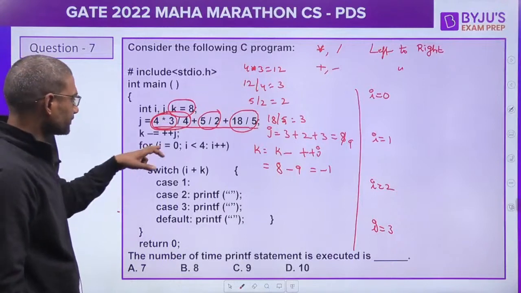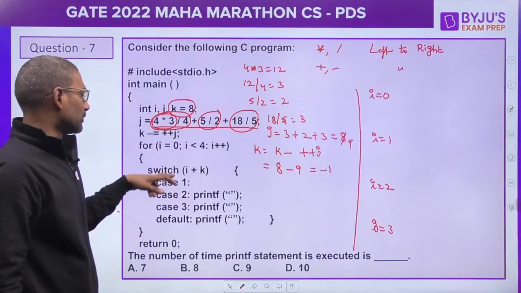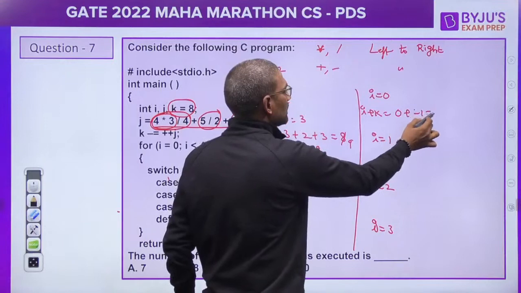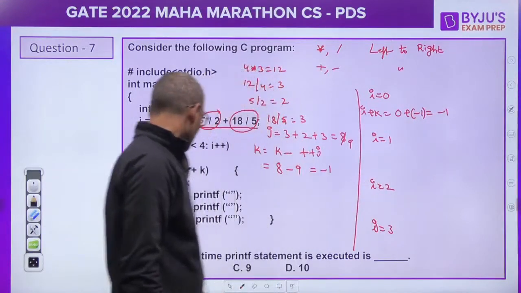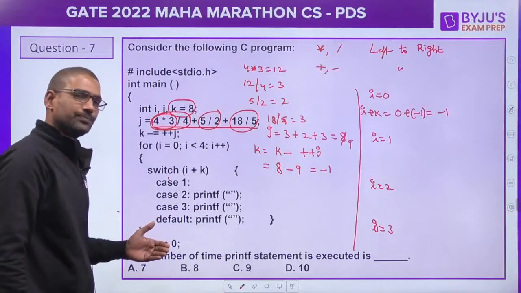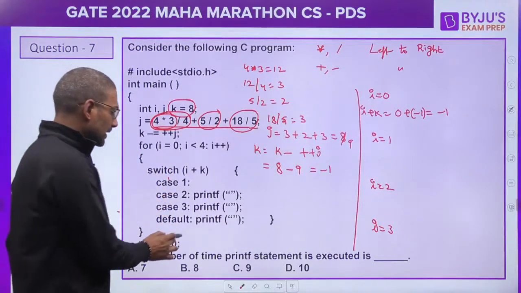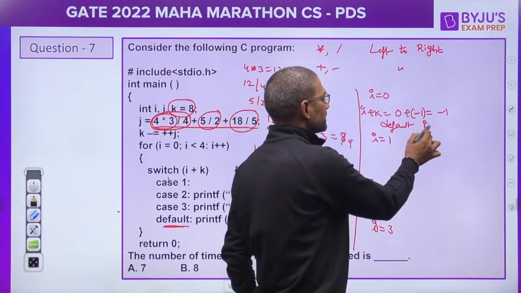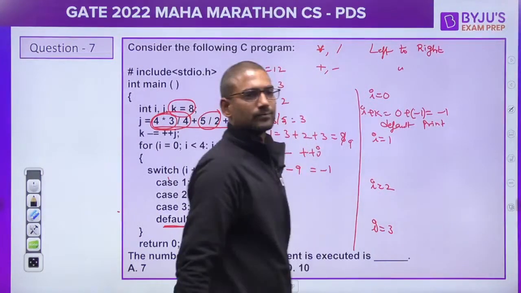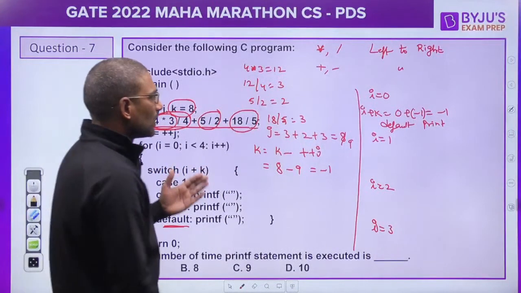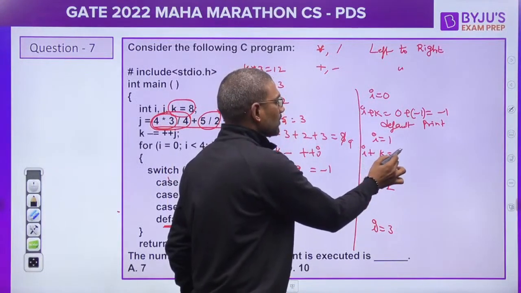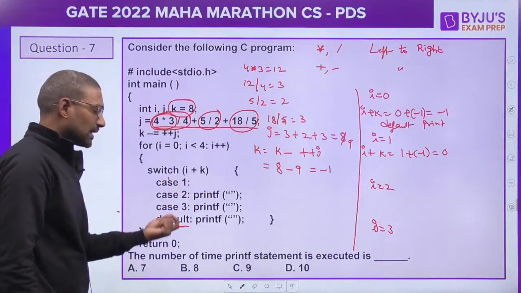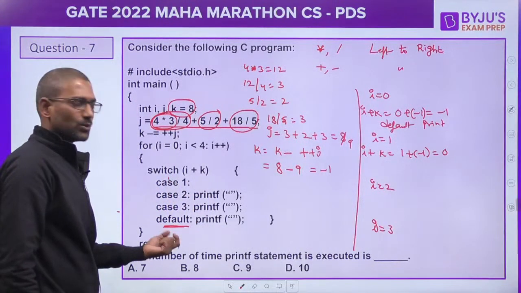Now when I is equal to 0, switch of I plus k. So what would be I plus k? 0 plus minus 1, this is minus 1. Do you have a case minus 1? No. So what gets executed? Default gets executed. So default print gets printed. Now I is 1. What would be I plus k? 1 plus minus 1, that is 0. So switch of 0. Again there is no case 0. So default gets printed.